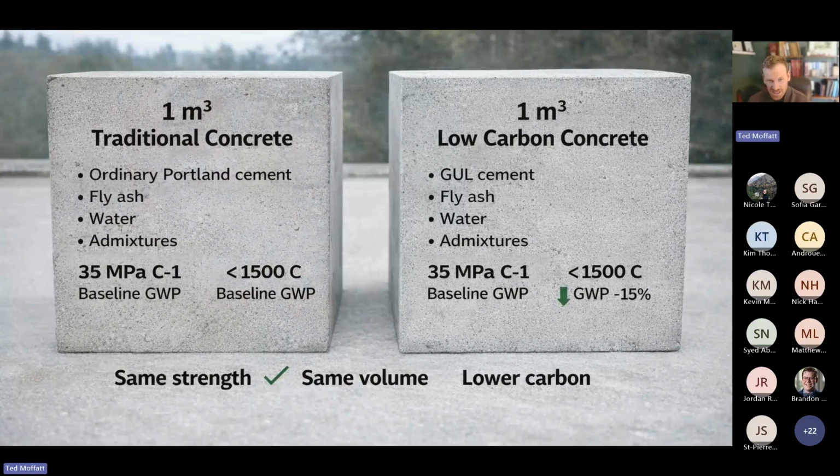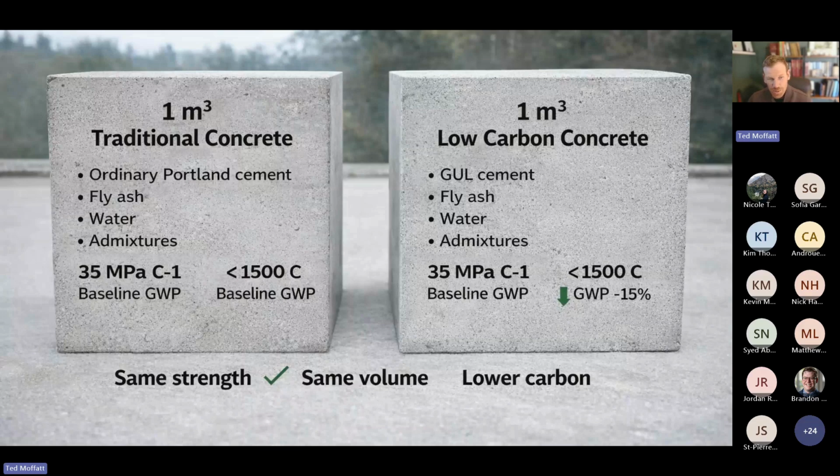Without compromising durability, we can achieve a low carbon mix by really using the same materials, but proportioning them in a way to have a lower global warming potential compared to a traditional mix. And you may be wondering what a GWP is. We'll certainly learn all about that throughout the presentation today.